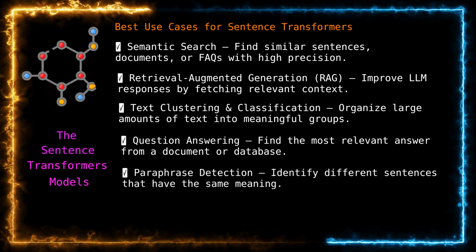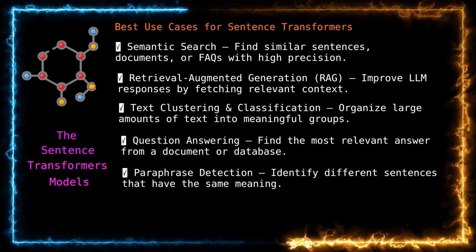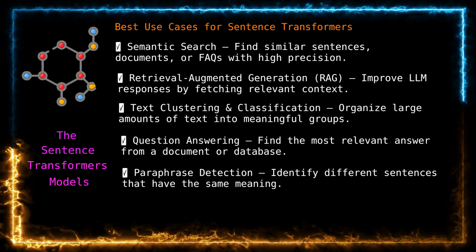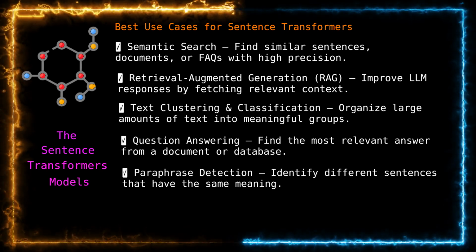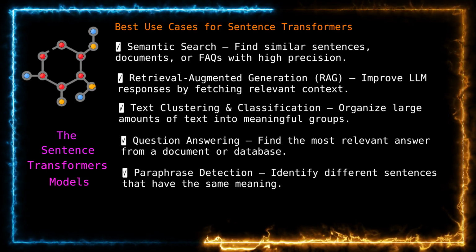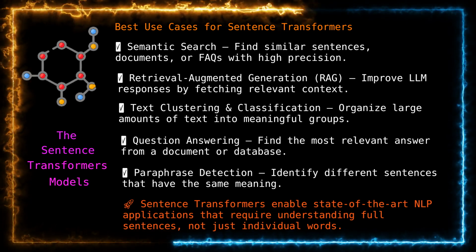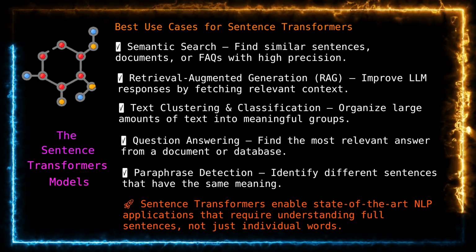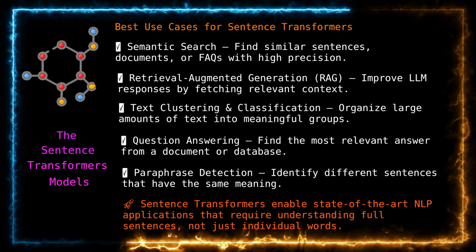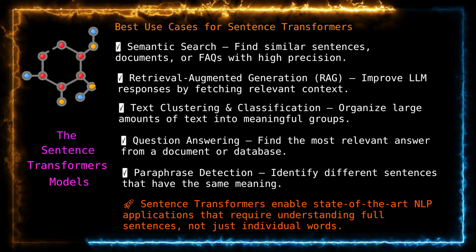Paraphrase detection. Identify sentences that express the same meaning in different ways, useful for plagiarism detection, duplicate content removal, and text rephrasing tasks. Sentence transformers are revolutionizing NLP applications, making AI-driven search, retrieval, and text understanding more powerful than ever.